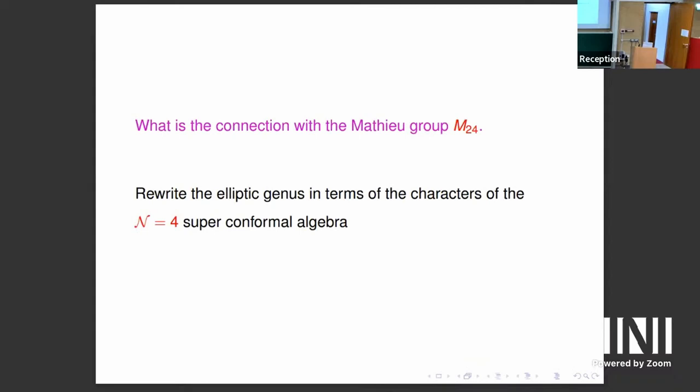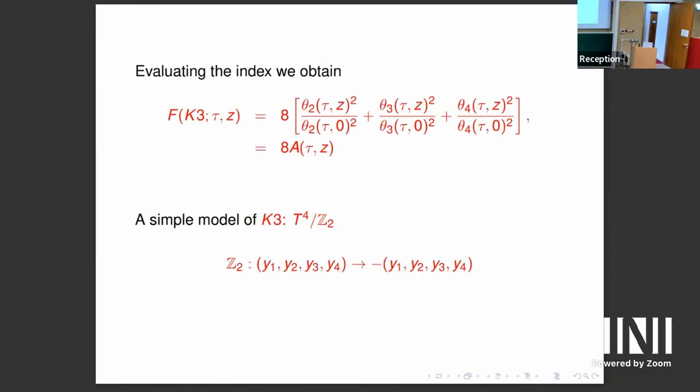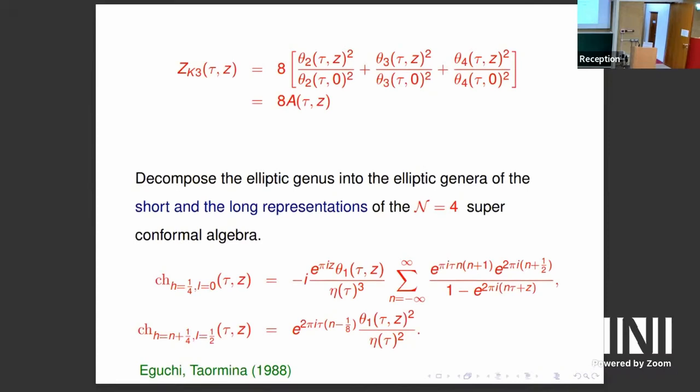Now, sometime back, there was a connection of the elliptic genus with something called the Mathieu group moonshine, as they say. How does this connection work? You rewrite the elliptic genus in terms of characters of the N=4 superconformal algebra. The characters are again some kind of trace over the generators. Here you include all the superconformal generators, the SU(2) as well as the Virasoro. So you organize the elliptic genus in terms of the characters. Here is the elliptic genus, and here are the characters. These characters were known a long time ago, and you can write the elliptic genus as a sum of these characters.